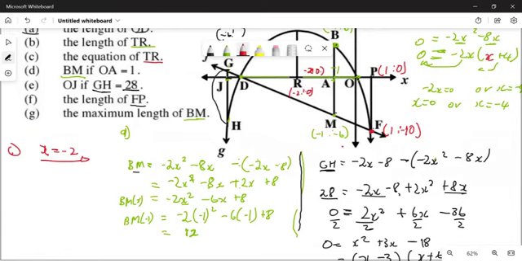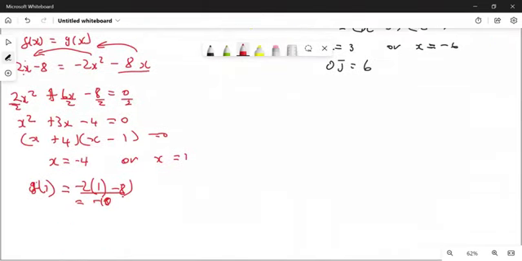Okay, what is going to be the length? What is going to be the length? It's going to be 0 minus 10. So it means the length of FP is going to be equivalent to 0 minus 10, which is going to give us 10.